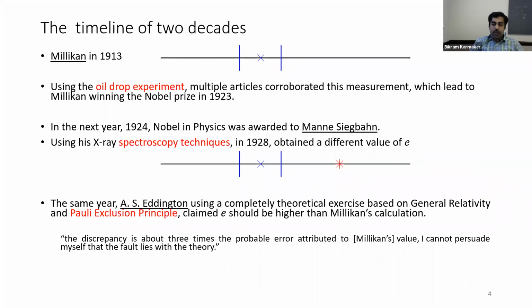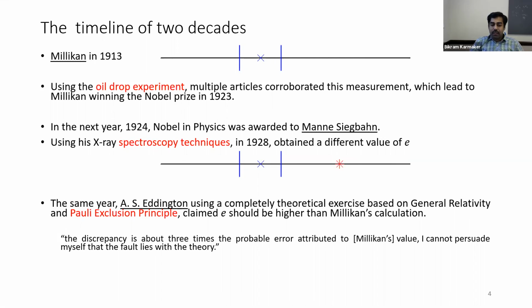The same year, 1928, Arthur Eddington, who is more popularly known today because of his first confirmation of the general theory of relativity, did a completely theoretical exercise. He used the general theory of relativity and the Pauli exclusion principle to calculate E and claimed that E should be higher than what Millikan had calculated.